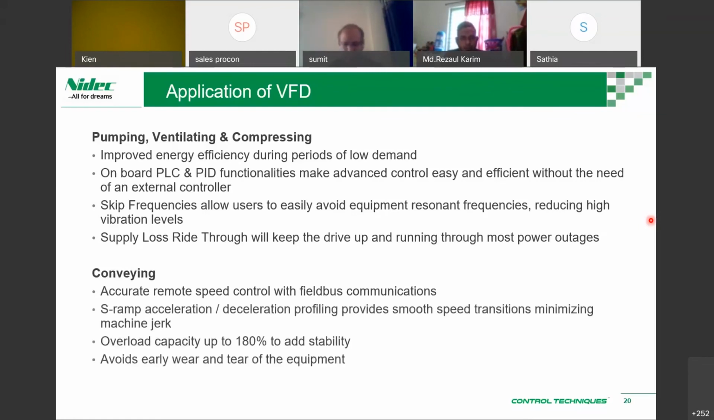I'm running quickly through the features, but these are a few things that we would consider when you're trying to get a VFD for these kinds of applications.